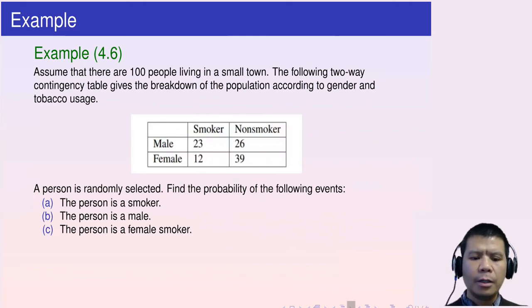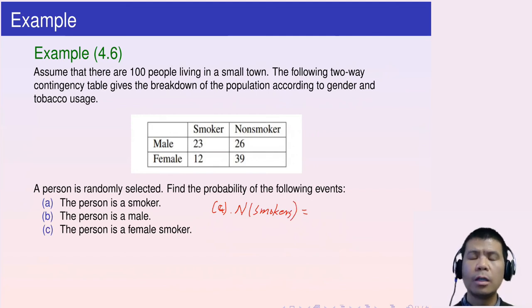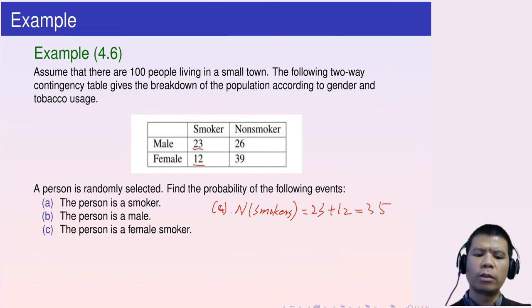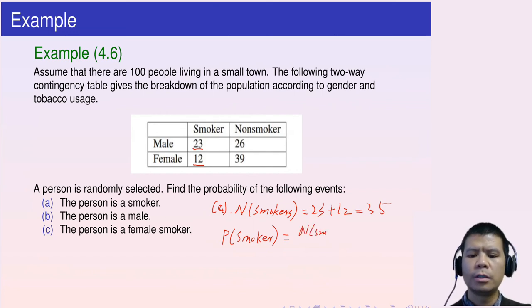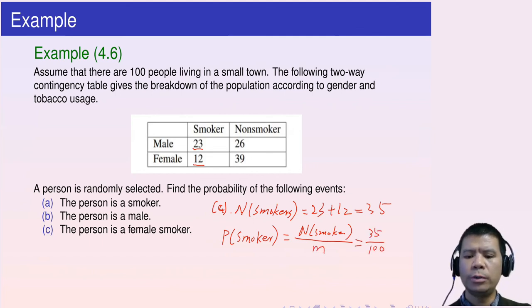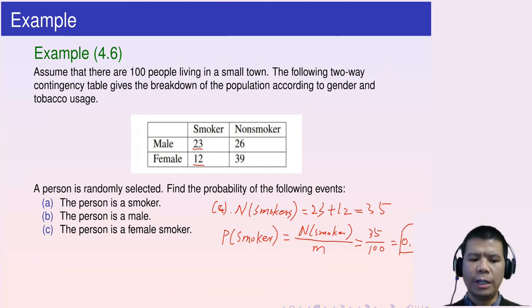So now, how to find A? This event A is that a person is a smoker, so N of smoker. How many smokers are there? We don't care about the gender. There are 23 male smokers and 12 female smokers. So in total, there are 23 plus 12, which is 35 smokers. Therefore the probability of a smoker equals N of smoker over M, which is 100. So 35 over 100, that's 0.35. So the probability that the person is a smoker is 0.35.